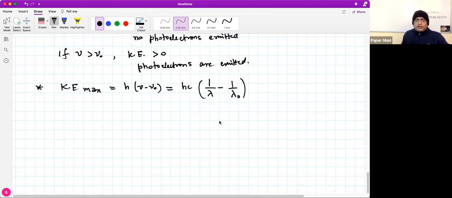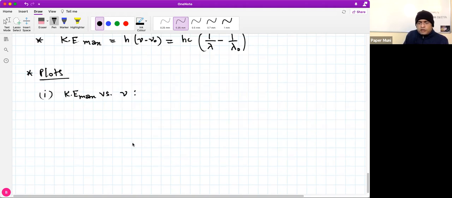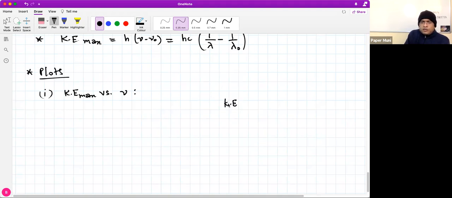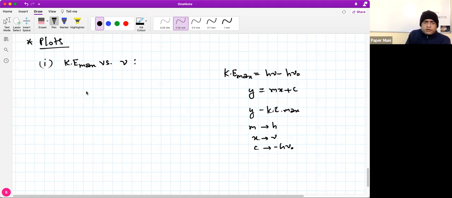Now let's see the plots of the relations we have here. The first one is KE max versus nu. If you see the equation, KE max is equal to h nu minus h nu naught. This is of the form of a straight line. Comparing, the y-axis is the kinetic energy KE max, h is the slope, x is nu, and the intercept c is minus h nu naught. So all the correspondences line up.